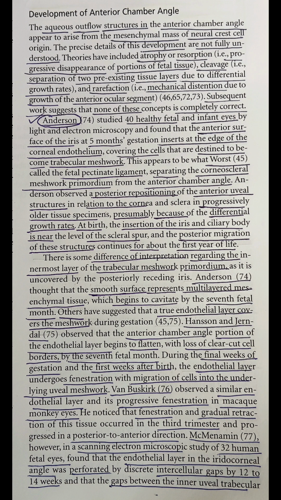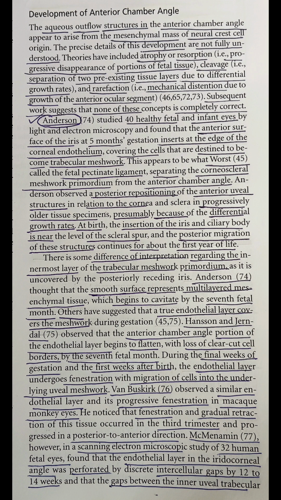Anderson observed a posterior repositioning of the anterior uveal structures in relation to the cornea and sclera in progressively older tissue specimens, presumably because of the differential growth rates. At birth, the insertion of the iris and ciliary body is near the level of the scleral spur, and the posterior migration of these structures continues for about the first year of life.